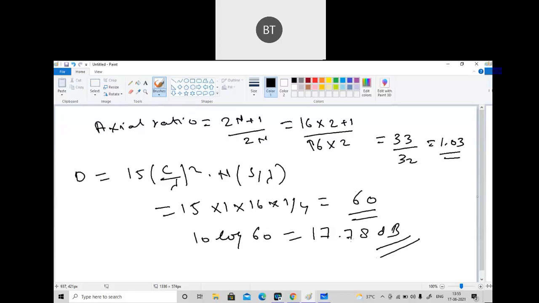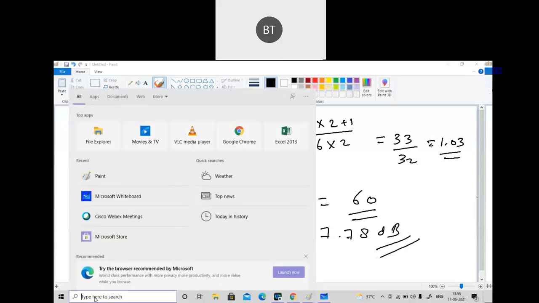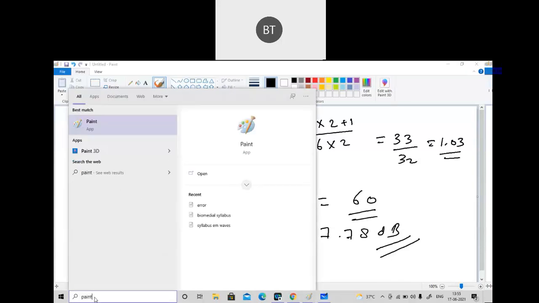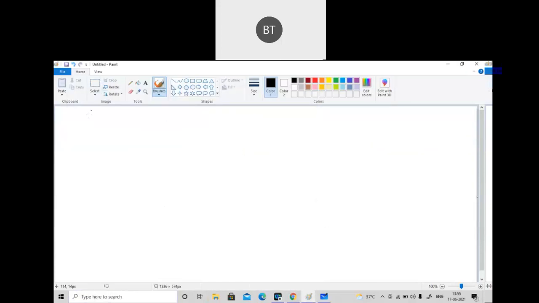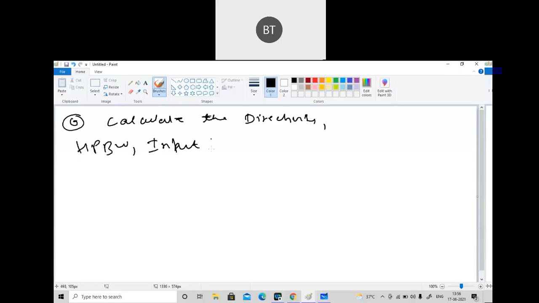Now the second problem you have to solve. I'll write one more problem for you, so please solve it and tell me the answer based on this numerical. The problem is like this. Calculate the directivity, half power beam width, and input resistance, that is Rin, or you can say input impedance, for a helix antenna with a dimension.